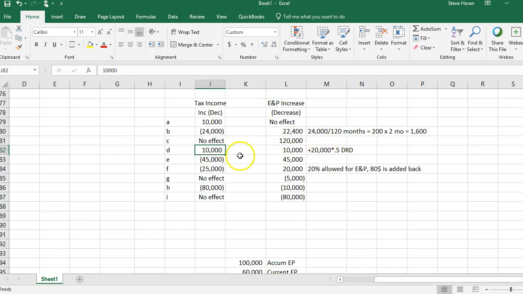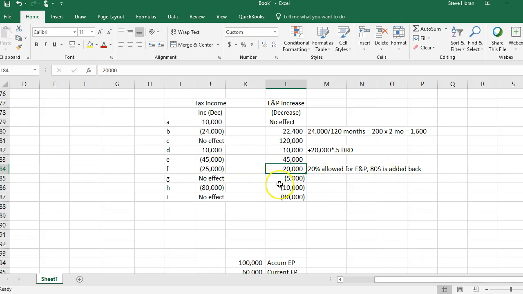Letter D, dividends received 20,000 at the 50% level of the DRD. They only own 5%, so we get the 50% level of dividends received deduction. So it's 10 and 10. And then letter E is the additional first year bonus depreciation, 45,000 claimed in current year. So we can subtract here, but we have to add it back here. Then letter F is section 179 expense deduction of 25,000 in the current year. I've got the 25,000 here, but over here I can only put in 20% is allowed for E&P, and so 80% is added back. So this becomes 20,000, which is 80% of 25,000.